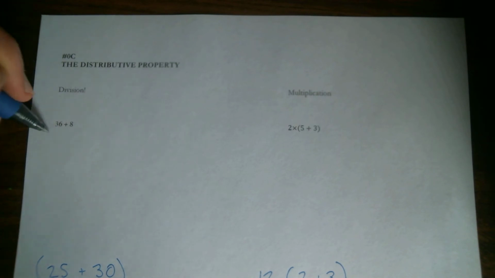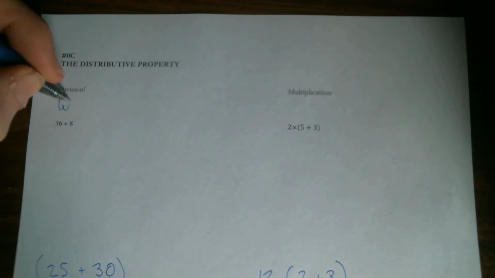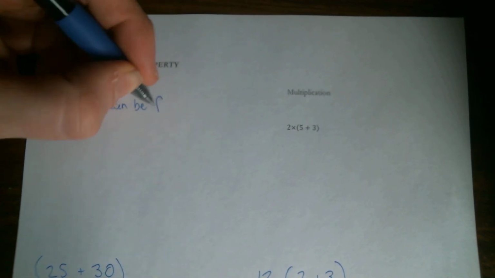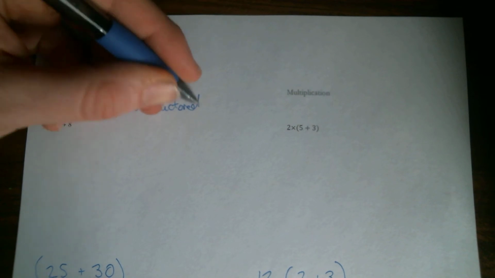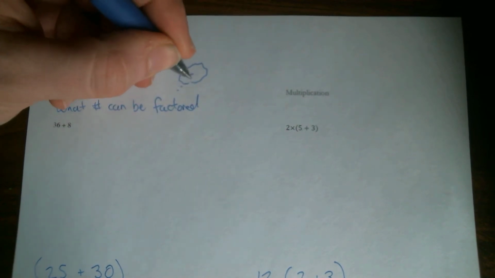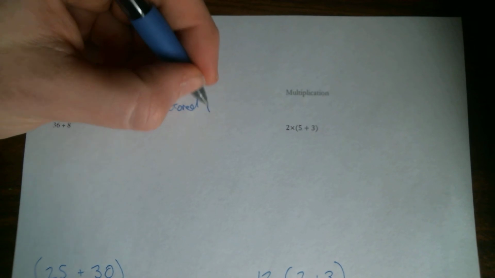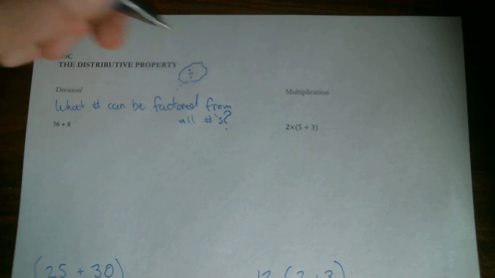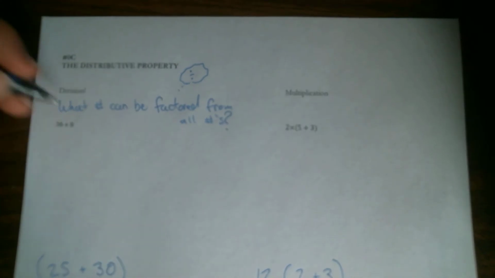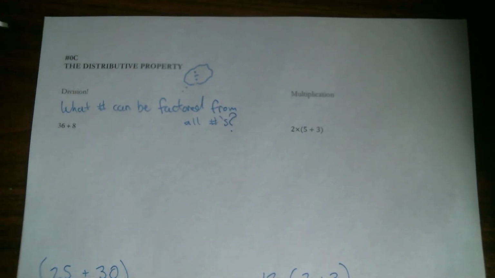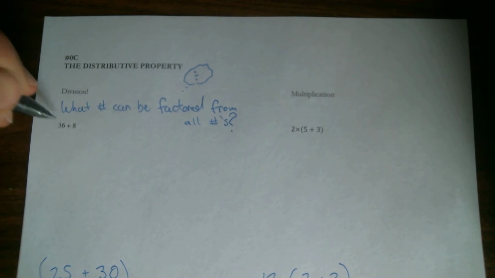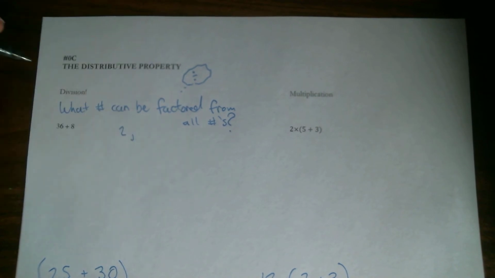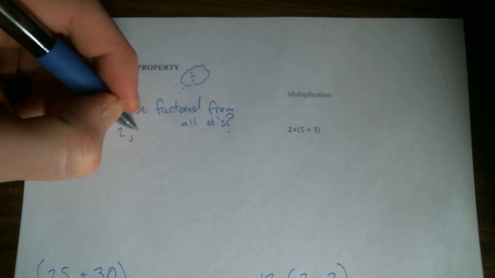Basically what it says is, with division, we're asking ourselves what number can be factored, which you should think of as division. What number can be factored from all the numbers? In this case, I'm talking about 36 and 8. What can I factor out of both 36 and 8? That means, what can I divide both of these by? They're both even, so 2 is an option. But guess what? So is 4.